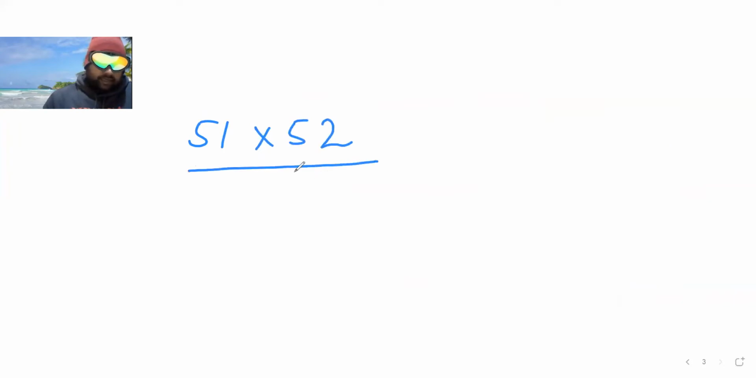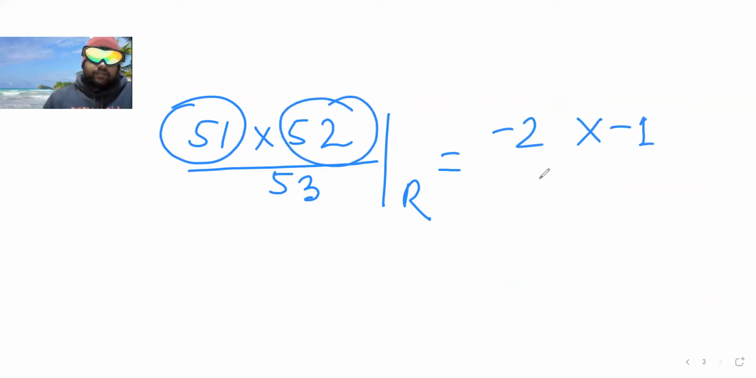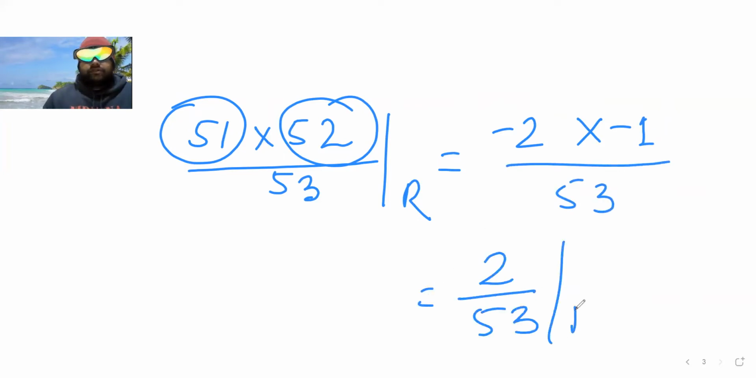Let's imagine you have a bigger number. Say you have a number like 51 into 52, and you divide it by 53. Now, in this case, individual remainders are 51 and 52 only. So either you take the product and then you divide to find the remainder, or alternatively, you can take negative remainders. So what will be the negative remainder of 51? It will be -2. What will be the negative remainder of 52? It will be -1. And the product will be 2. So the remainder will be 2.